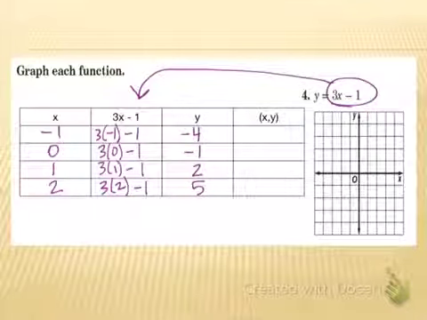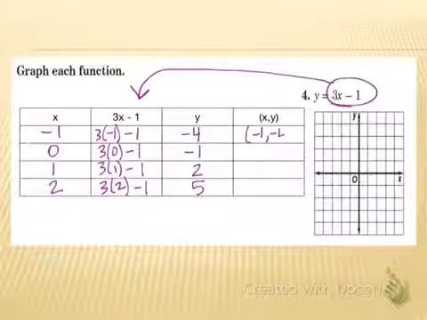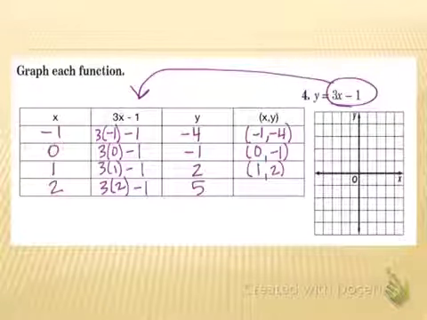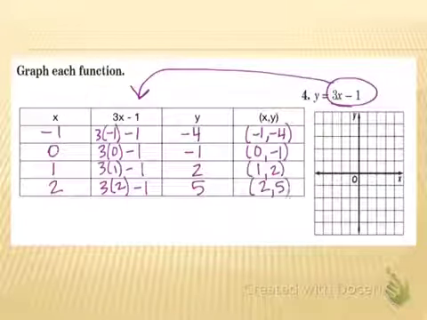So our ordered pairs, we've got -1, -4. We've got 0, -1, 1, 2, and last 2, 5. So graphing these now, -1, -4 tells me left 1, down 4. 0, -1 tells me stay at the origin and then go down 1. 1, 2 tells me right 1, up 2. And 2, 5, right 2, up 5. This is going to be a very steep line.